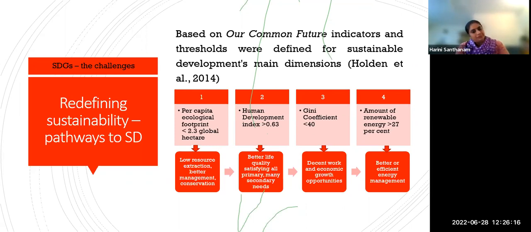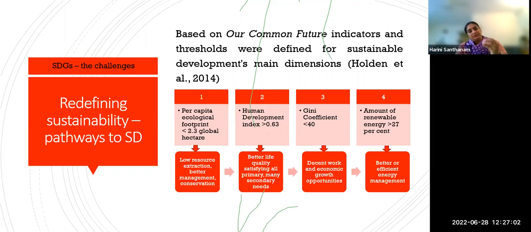Then we move on to human development, which signifies that the quality of life is better for people inhabiting a region, and that it satisfies most of the primary needs and many of the secondary needs. This signifies that the humans inhabiting this region have access to food, shelter, clothing, and water. These are the 4 primary needs, and the secondary needs are such as decent work, growth opportunities, less gender inequality, and better growth opportunities. These are part of the human development index, which we will discuss further.